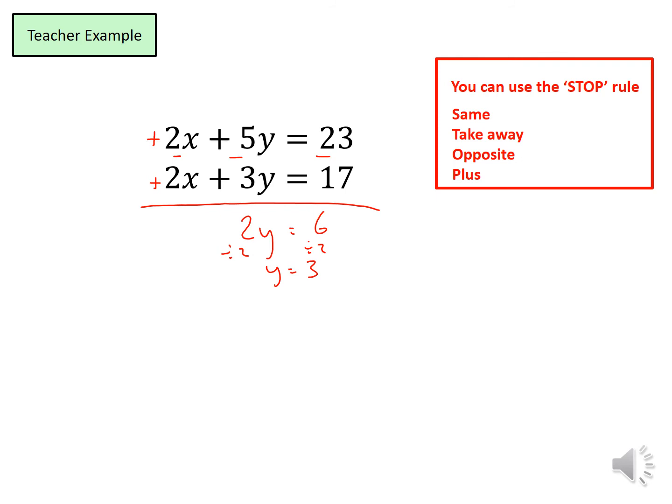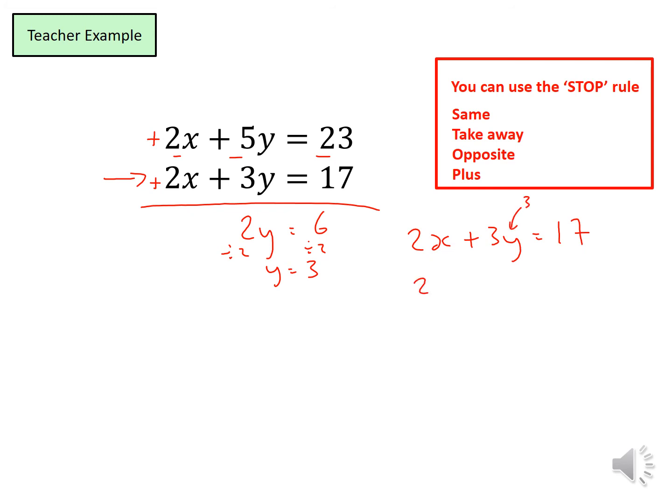to work out what the other value is, so what x is. Okay, so I'm going to use this equation here to substitute back into. Write it out again, 2x plus 3y equals 17. Alright, I know that y equals 3, I've just worked it out.